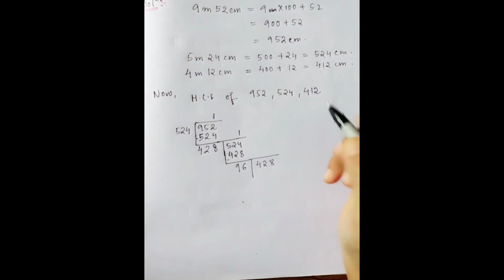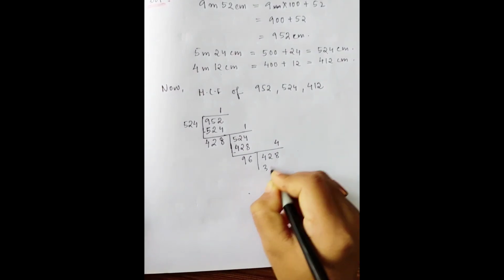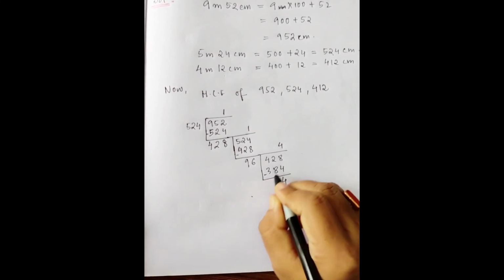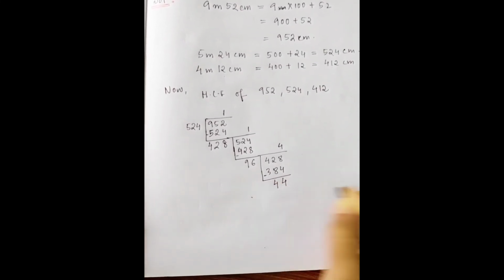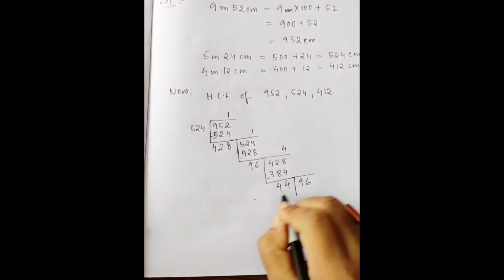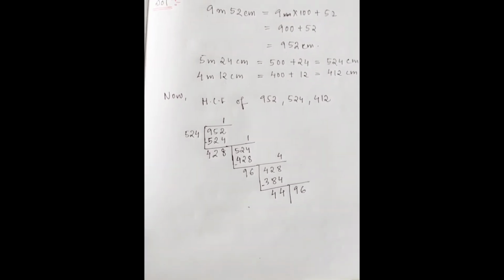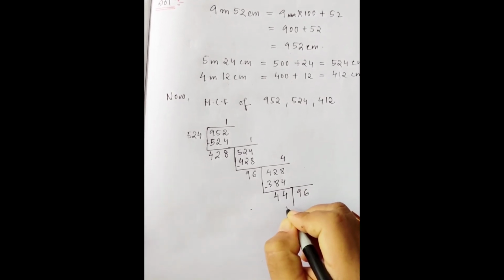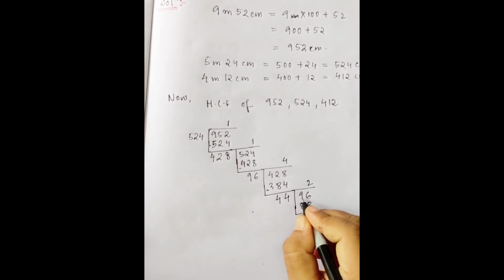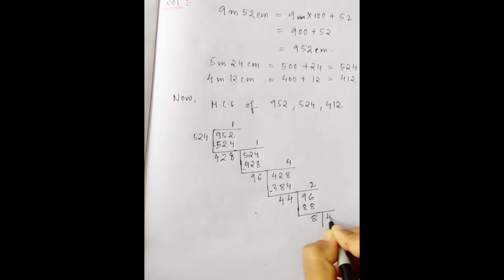So you will be getting how many times? You can do by 4 times. If you do 4 times you will get 384. Now you do again subtraction, again 12 minus 8, it will be 4. Now again you will do 96 by 44. If you do 2 times you will be getting 88. So you will do 2 times 88. Now again we will do subtraction. It will be 16 minus 8, that is 8, and then we will divide this 44 by 8.